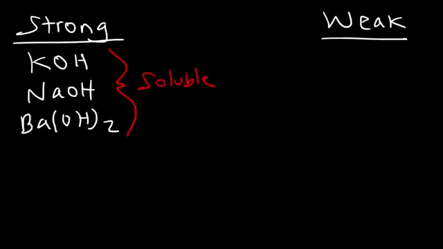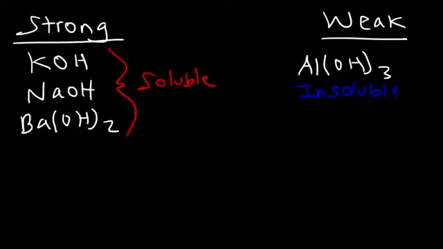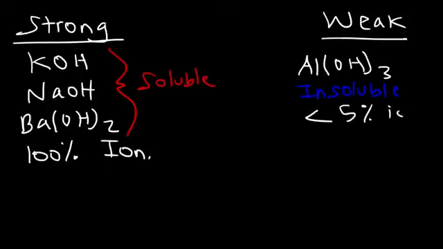A weak base, the ones that have hydroxide in them, they're associated with insoluble compounds. Aluminum hydroxide doesn't dissolve very well in water. Only a small amount of it dissolves. And so it's insoluble. And it doesn't ionize. It ionizes less than 1%, which makes it a weak base. So I'm going to put here 100% ionization, less than 5% ionization.